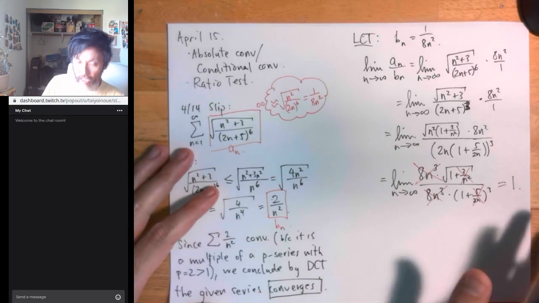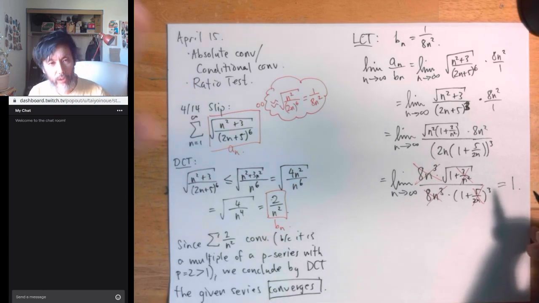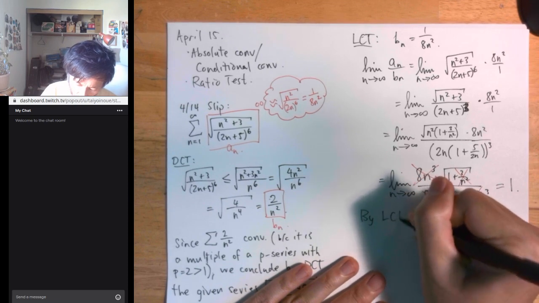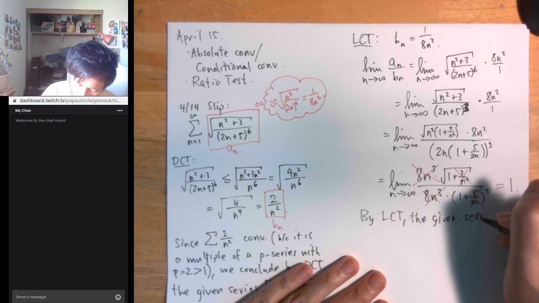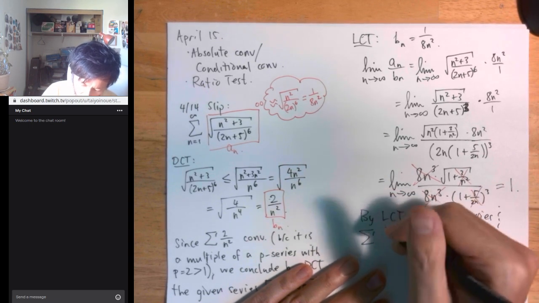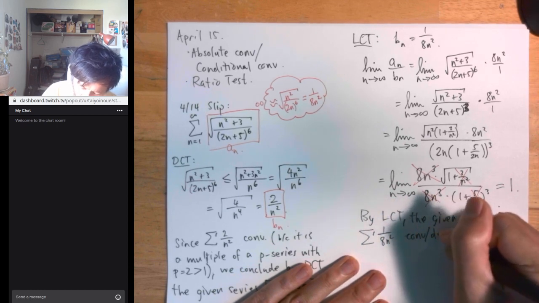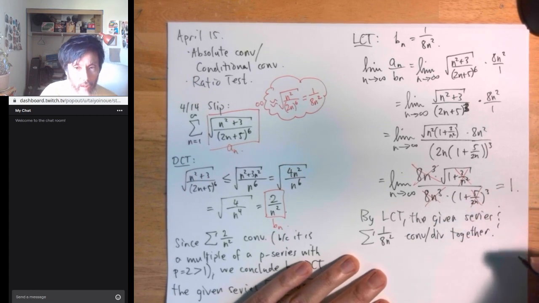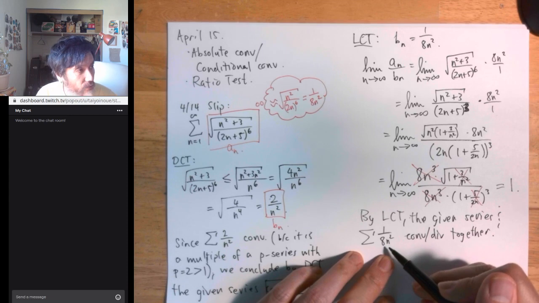Okay, so what is the conclusion? We're not done. This is not what we box. We draw a conclusion from this. The conclusion is that by LCT, the given series and the sum from n equals 1 to infinity of 1 over 8n squared converge or diverge together. That's not the conclusion of the problem either, because we need to make then a determination as to whether this guy here converges or diverges.